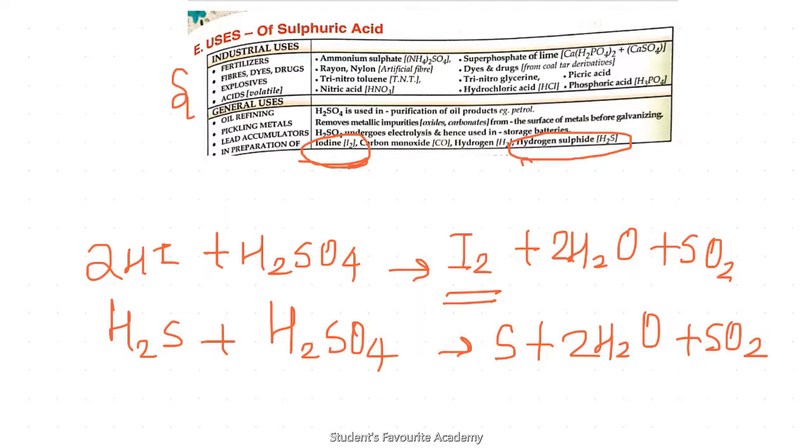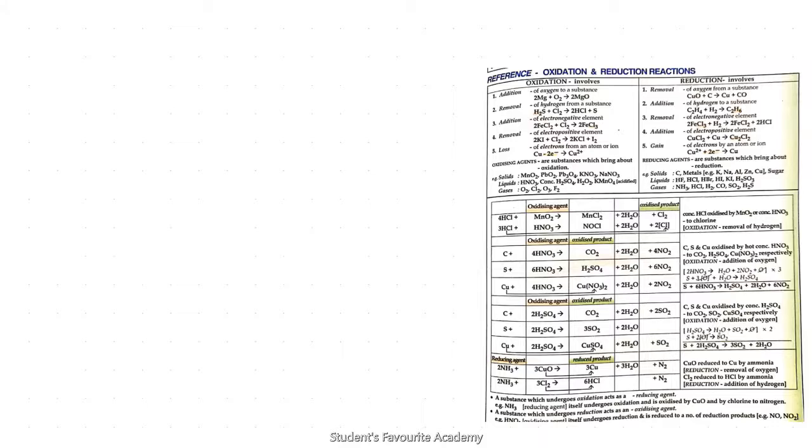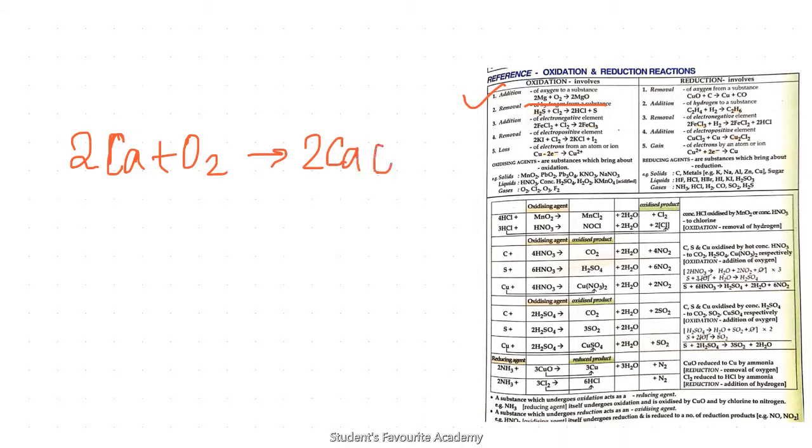Okay, now moving to the next part, children, this is the last part. The oxidation and reduction reactions, if you see, addition involves what? Addition of oxygen. These are the simple reactions, children, which have nothing to do with sulfuric acid. So when we talk about addition reaction, it means addition of oxygen. Suppose I am taking 2Ca, plus if I am adding O2, this is giving me 2CaO. So this is my addition reaction.